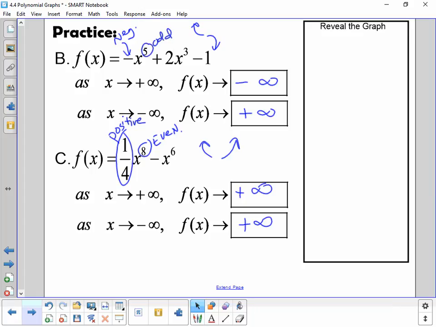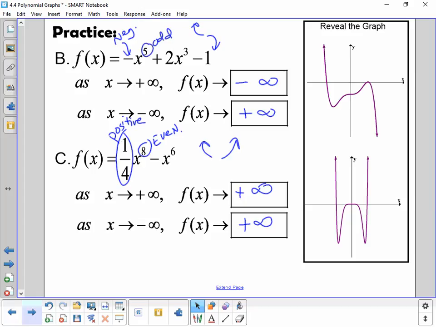And here's the graph to see if we did it right. On the right, down, on the left, up, and then on this part C, both ends up.